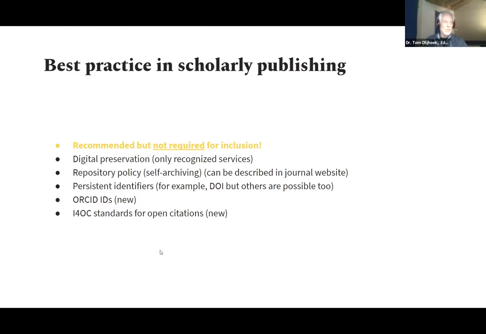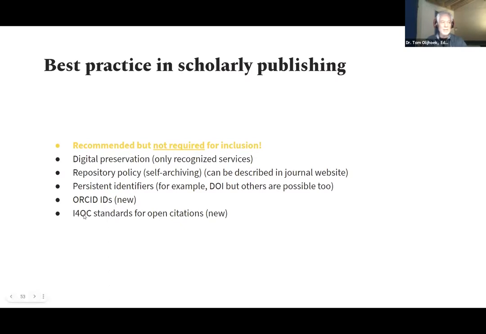So what do we really recommend as a best practice? We do recommend digital preservation, which is an ongoing project at the moment that we might help publishers with that don't have money for it. We also recommend repository policy of self-archiving. We recommend persistent identifiers. We can't require it. It's another ongoing project that we have with Crossref. And then we recommend ORCID since a few months or so, like 6 months.